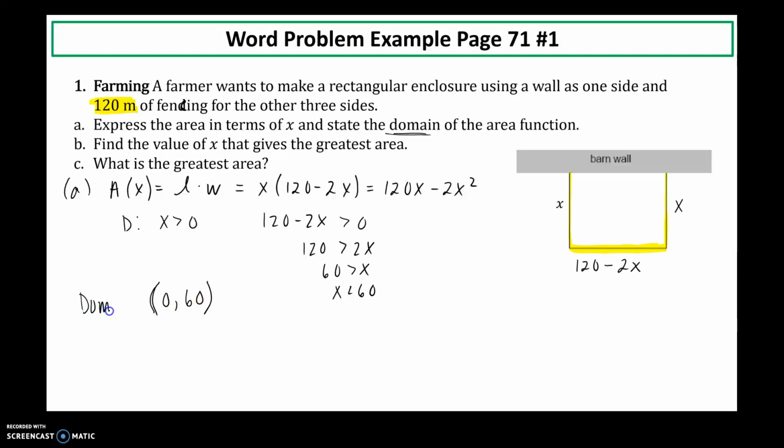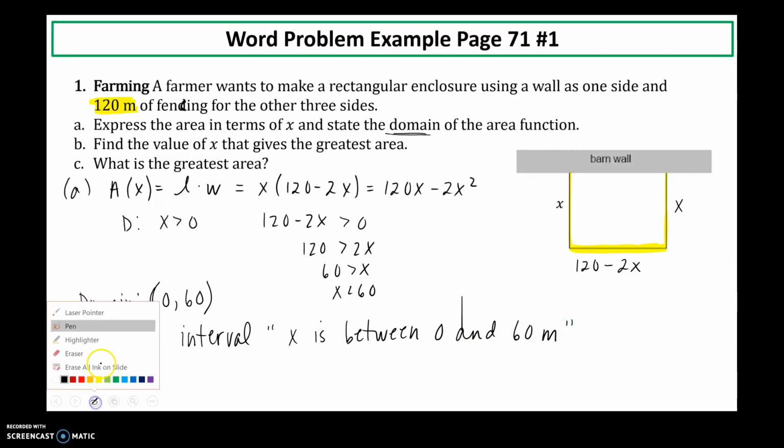This does not, so let me write this. This does not represent the point x equals 0, y equals 60. This is known as your interval notation. And in words, it would mean that x is between 0 and 60. And for our word problem, our units are meters, so between 0 and 60 meters.